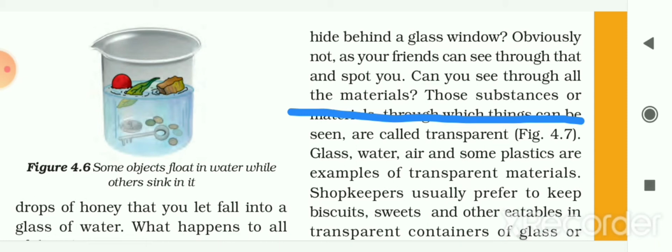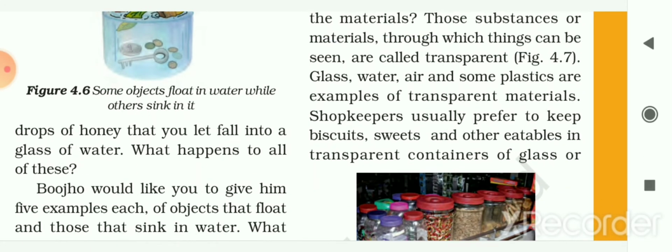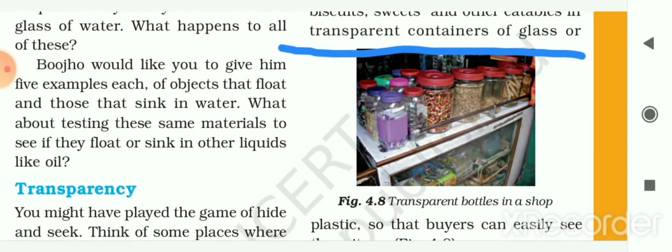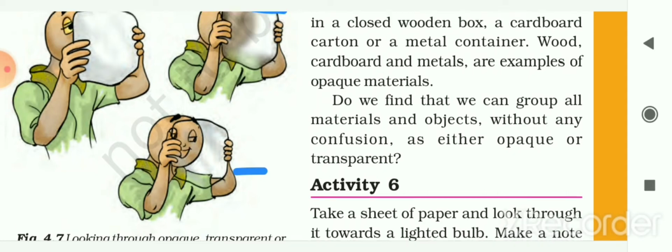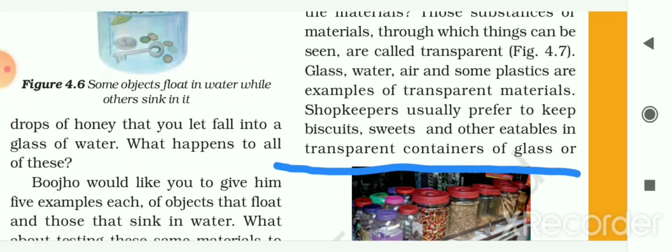Now, can you see through all materials? Like the door which is made of wood, or a wall. Can you see through those objects? Those substances or materials through which things can be seen are called transparent. The objects through which we can see are known as transparent. Here a transparent object is shown to you. This is the transparent object through which this boy can see the objects. Now let me see the examples of transparent objects.